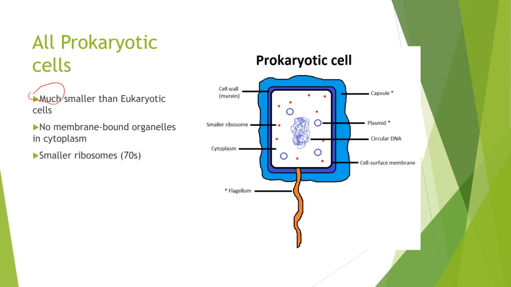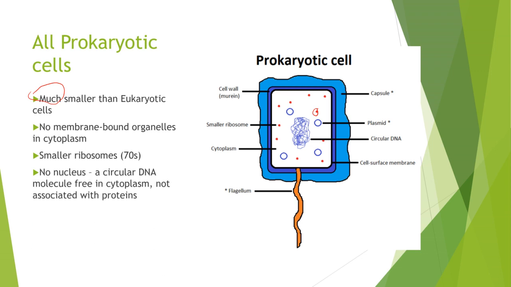And they have smaller ribosomes. The ribosomes in prokaryotic cells are the 70S ribosomes. So they're the smaller ones compared to the eukaryotic cells, which have the larger 80S ribosomes. And they do not have a nucleus. They have a circular DNA, as you can see there, which is free floating in the cytoplasm and not associated with any proteins, unlike the eukaryotic cells, which have linear DNA associated with histones.